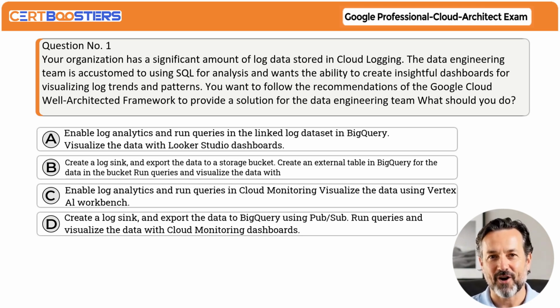A. Enable Log Analytics and run queries in the linked log dataset in BigQuery. Visualize the data with Looker Studio dashboards. B. Create a log sink and export the data to a storage bucket. Create an external table in BigQuery for the data in the bucket, run queries, and visualize the data with Cloud Monitoring dashboards. C. Enable Log Analytics and run queries in Cloud Monitoring. Visualize the data using Vertex AI Workbench. D. Create a log sink and export the data to BigQuery using Pub/Sub. Run queries and visualize the data with Cloud Monitoring dashboards.